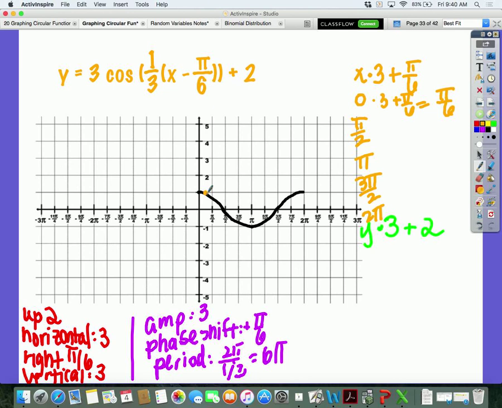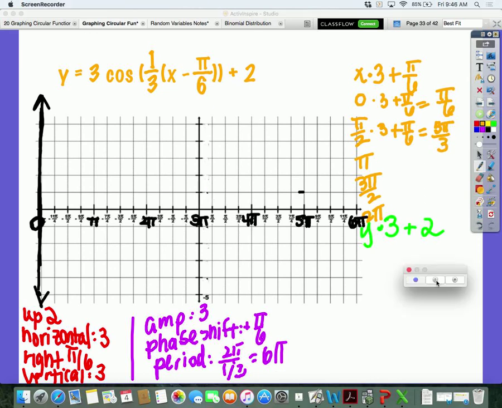Do the same thing with pi over 2. Pi over 2 times 3? 3 pi over 2. 3 pi over 2 plus pi over 6. You have some paper, take a moment, sketch that. 5 pi over 3? Double check. Alright, so we're going to multiply pi by 3 and add pi over 6 to it. What do you get?